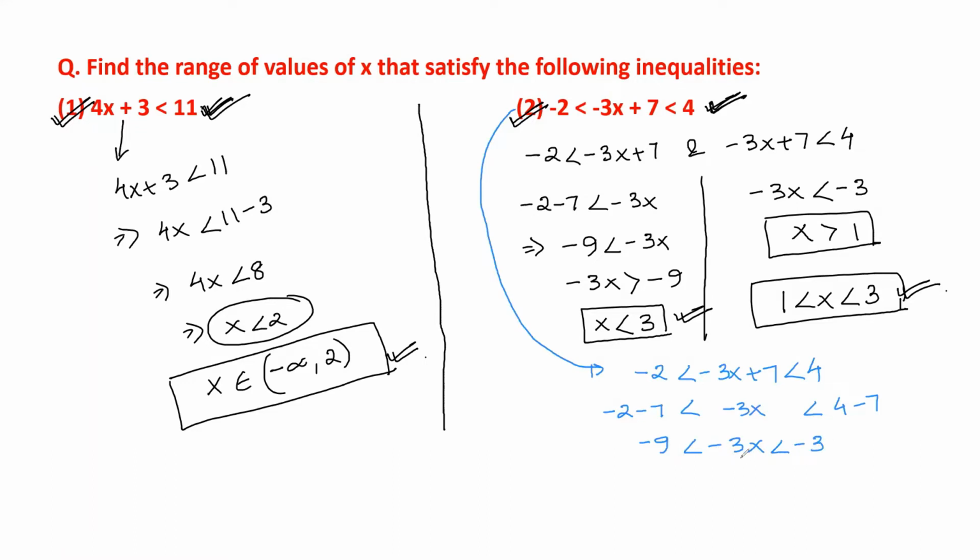Now here we have -3x, so let us try to divide this inequality by -3. So this would be 3, this would be x, and this would be 1. Since we have divided by a negative number, the inequality sign will get reversed. So this would be x greater than 1 and less than 3, which can also be rewritten in this way. So either we can solve this inequality separately in this way, or we can also solve this inequality directly.